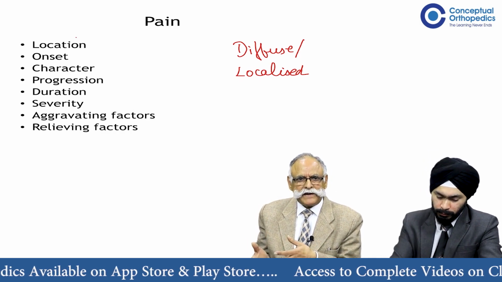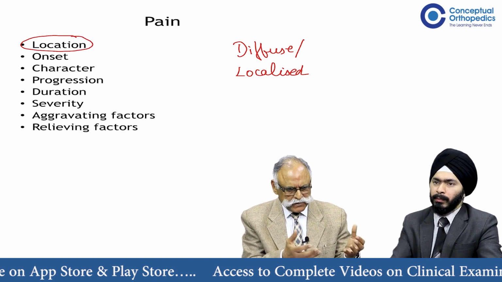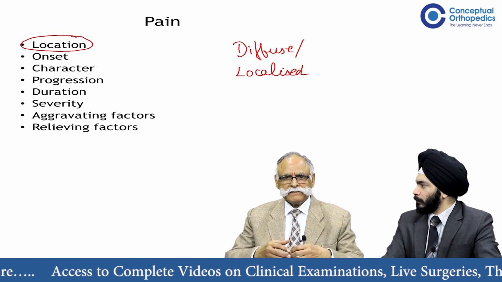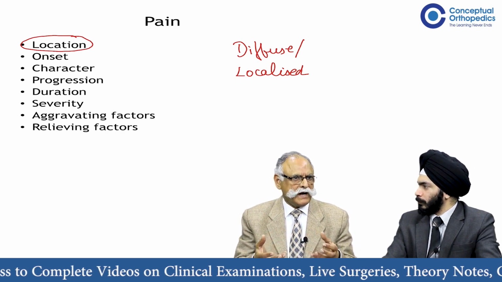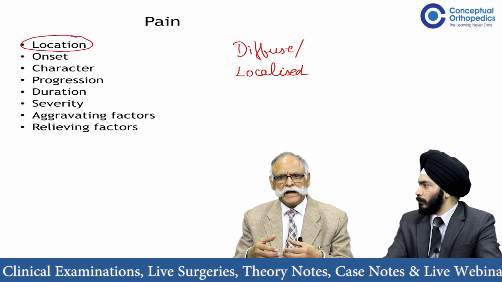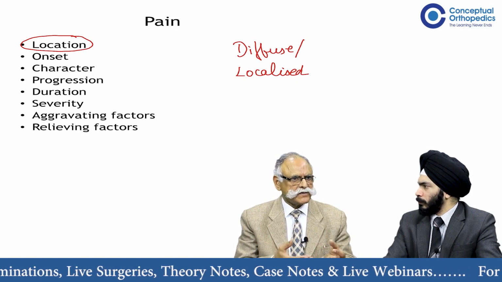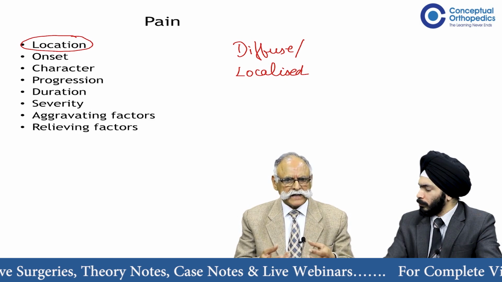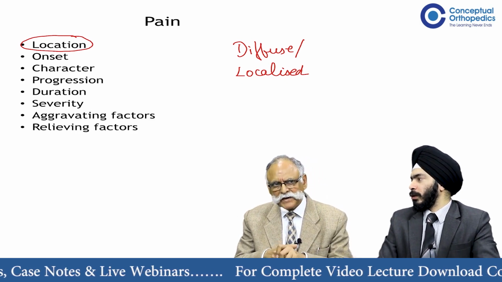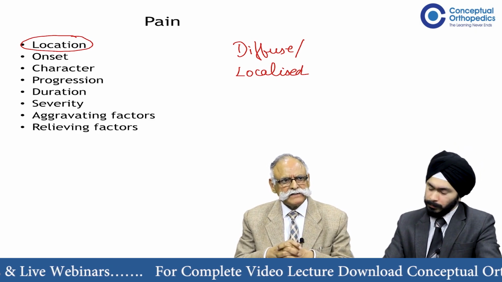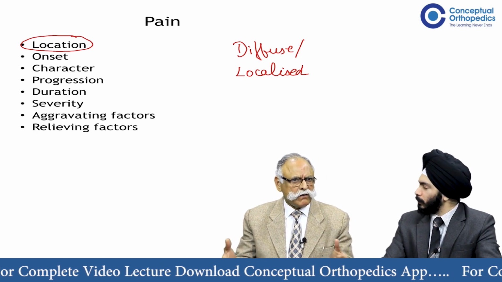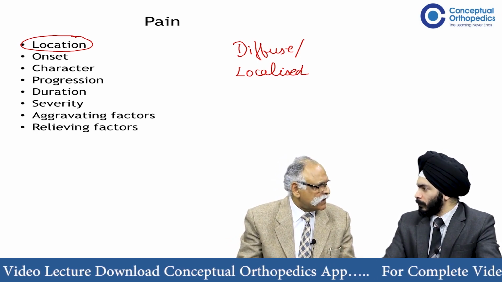The patient could also have pain on the posterior aspect, and that could be because of either a retrocalcaneal bursitis or any other inflammatory change occurring on the calcaneal tuberosity. So location of pain is extremely important. These patients could present with diffuse pain or with localized pain.